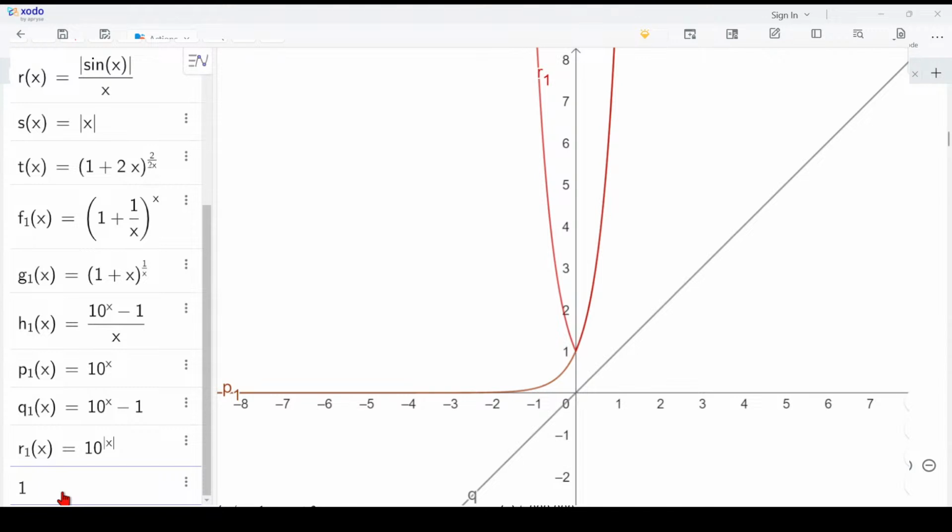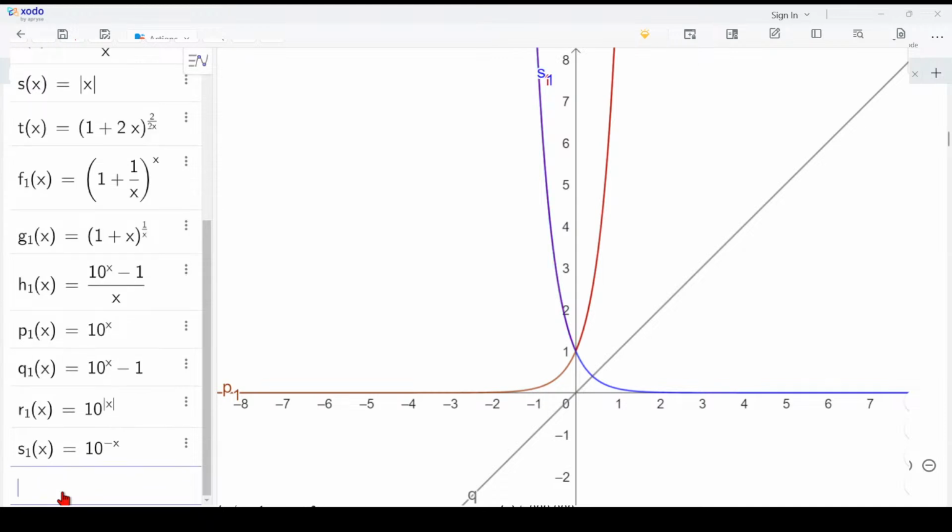What is 10 power minus x? This is f of x versus f of minus x. We discussed 10 power x is this. f of minus x is just a reflection with respect to the y axis. The blue line is 10 power minus x.